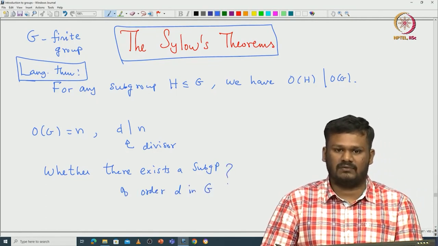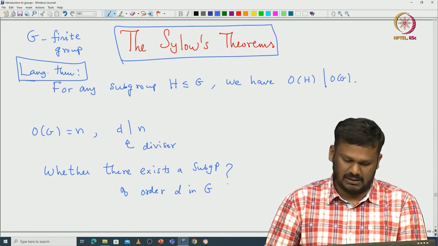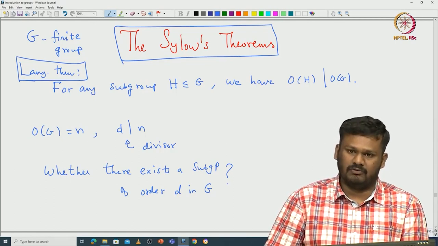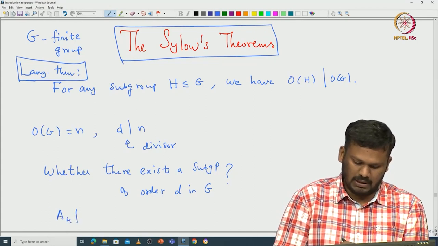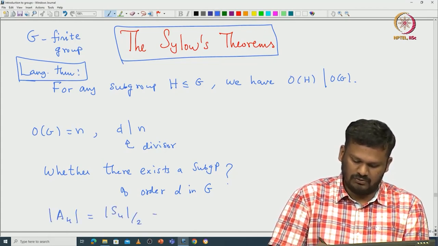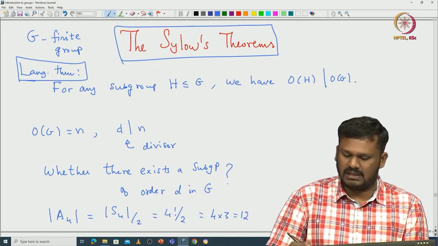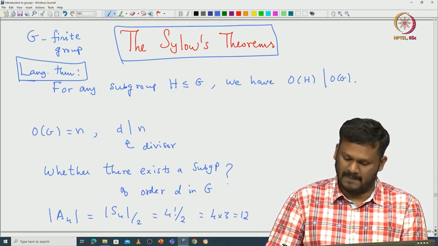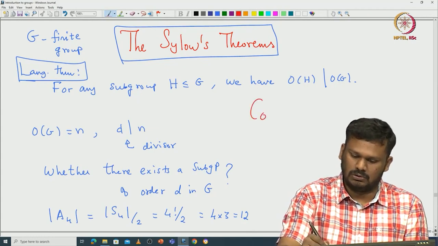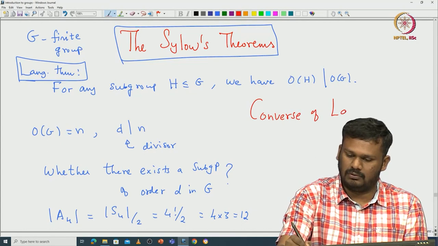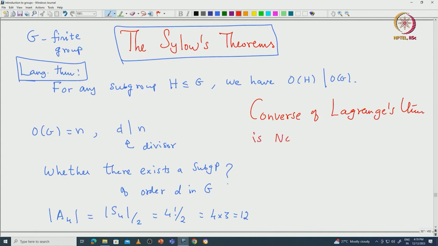We have already seen that this converse is not true. We looked at the alternating group A4, and we proved that there is no subgroup of order 6 inside A4. A4 has the cardinality of S4 divided by 2, which is 4 factorial divided by 2, so that is 4 times 3, which is 12. 6 divides 12, but there is no subgroup of order 6 inside A4. So the converse of Lagrange's theorem is not true.